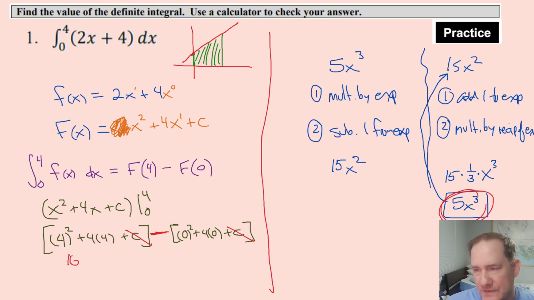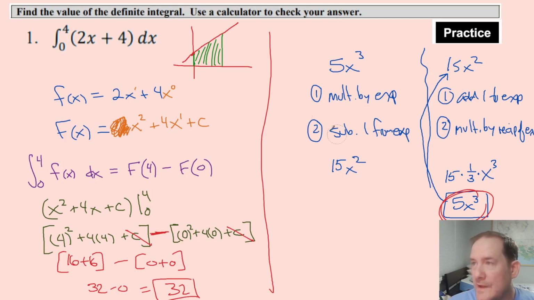So what am I getting here? It looks like I'm getting a 16 plus a 16. And over here I'm getting a 0 plus a 0. So that's 32 minus 0, which is 32. And that feels fine to me, because at least for my sketch I was expecting a positive chunk of area, and I got 32. The other thing that's great here is not only can you check your answer with your calculator, but it is recommended that you do. In fact, they insist that you do on the homework. It says use a calculator.